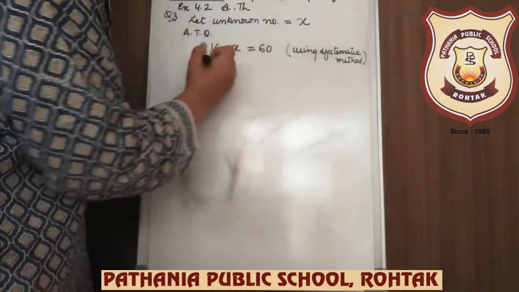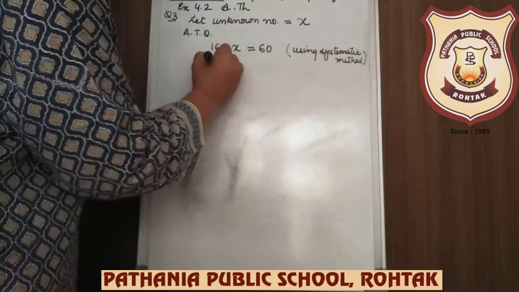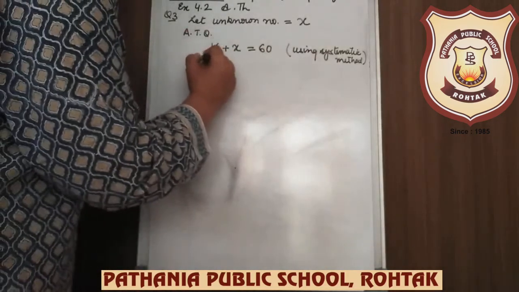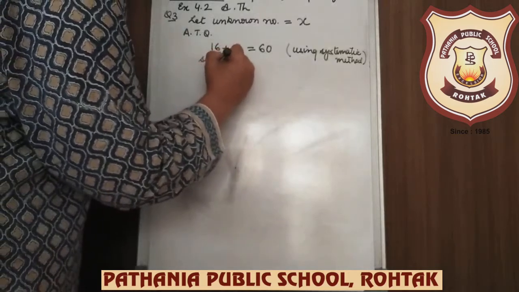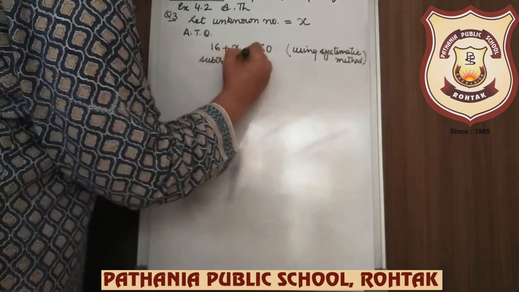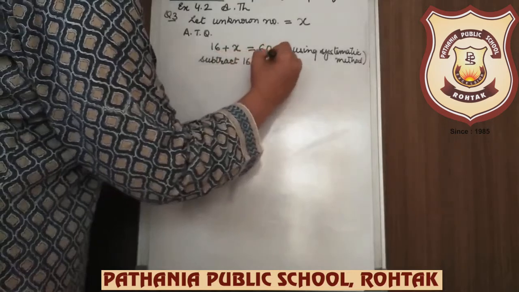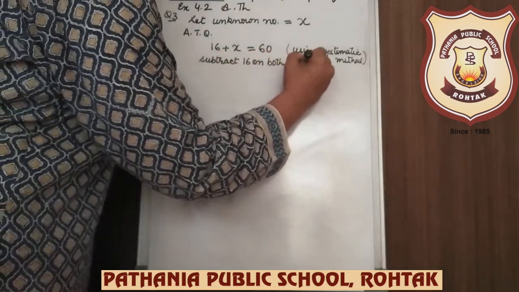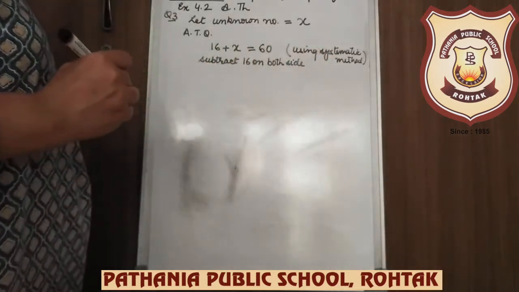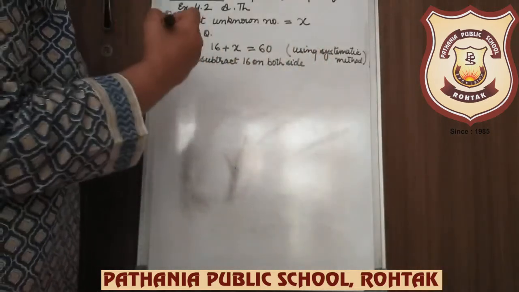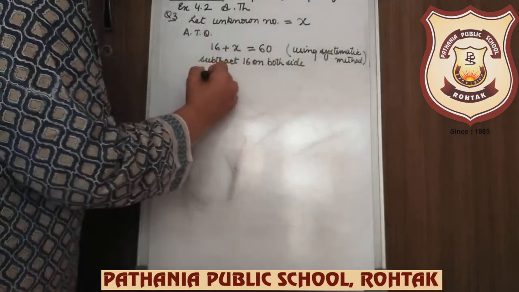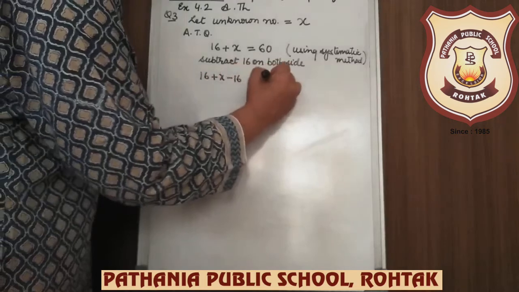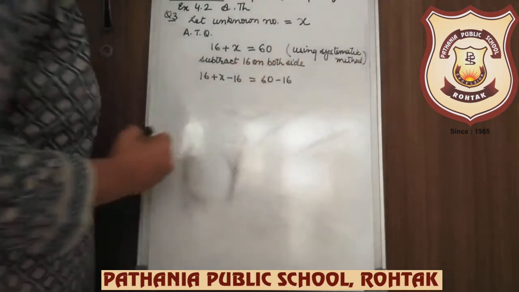Using the systematic method, what will I do? 16 is added, so subtract 16 on both sides. So now 16 plus x minus 16 is equal to 16 minus 16.